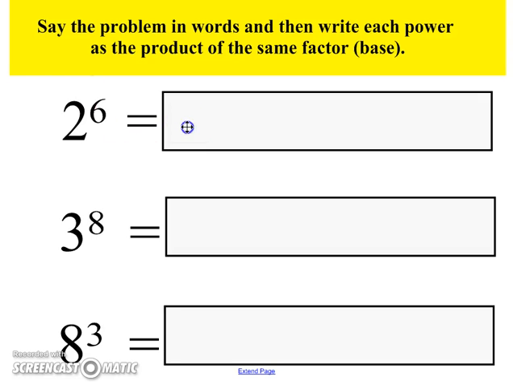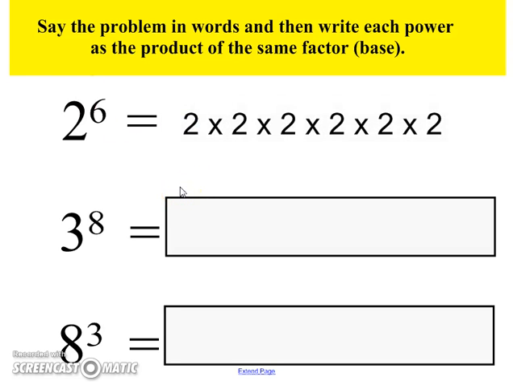So as we move forward, again, and I am going quickly because this is definitely review, 2 to the 6th power means 2 times 2 times 2 times 2 times 2 times 2. So when I multiply all those 2's together, I then have my solution. I'm not going to worry about the solution in this particular case. We'll get to that later.